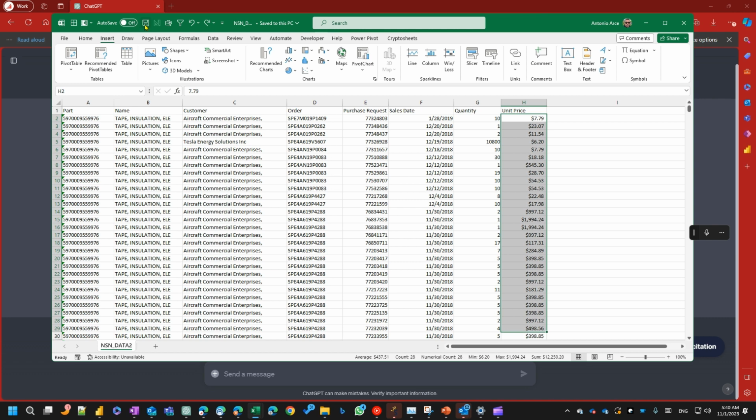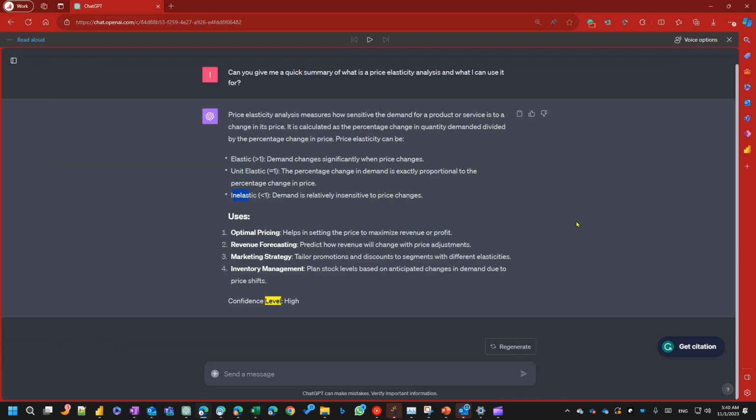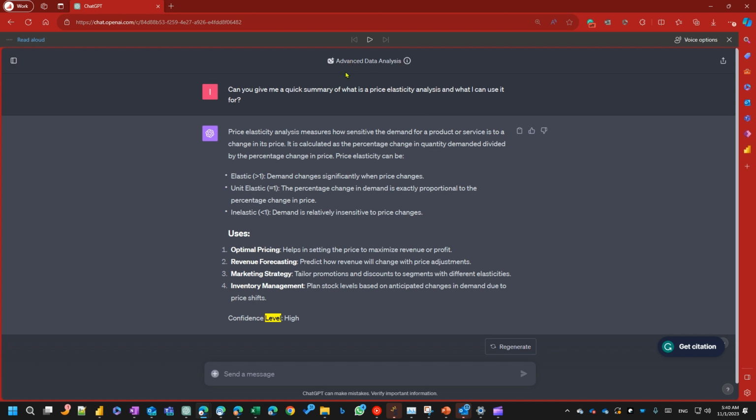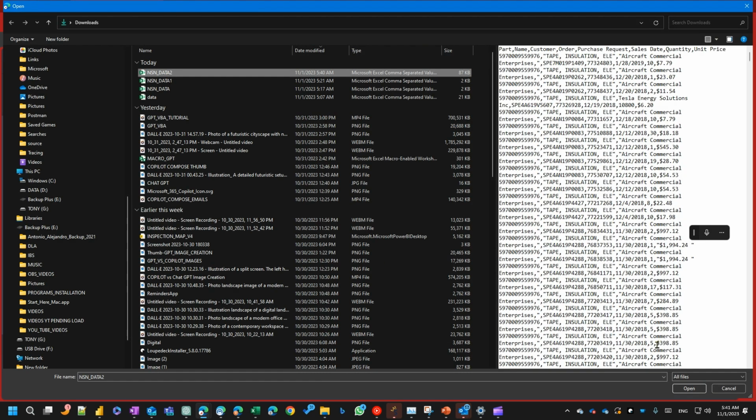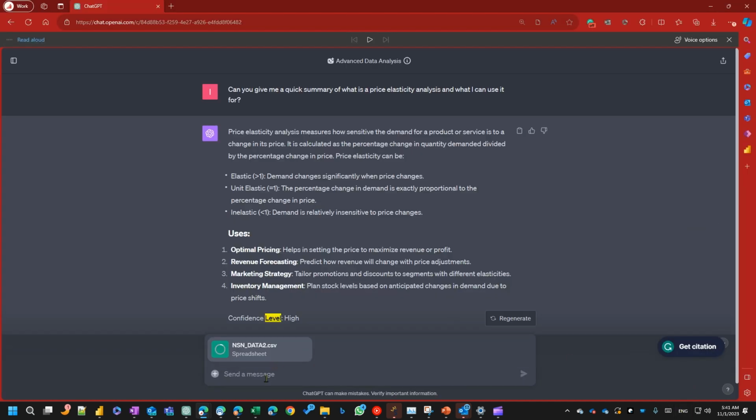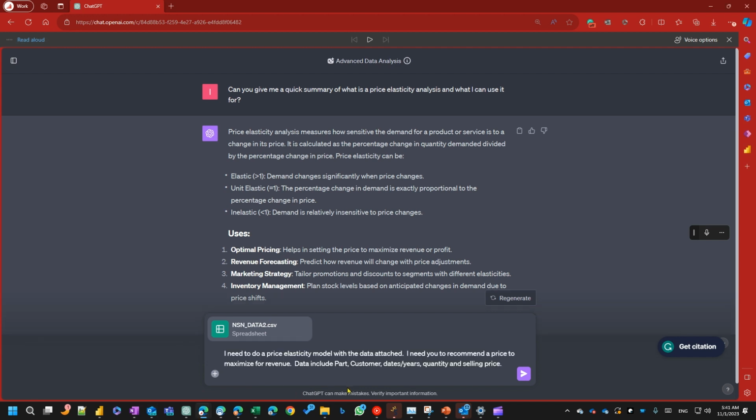So let me just do this. I'm going to save this data and close it. Now, by having ChatGPT 4 in advanced data analytics, it allows us to attach files. So that's exactly what I'm going to do. Instead of just copying the data here, I'm going to click here, select the data I want, and click open. I attach the file. Now I'm going to ask it to do a price elasticity analysis.